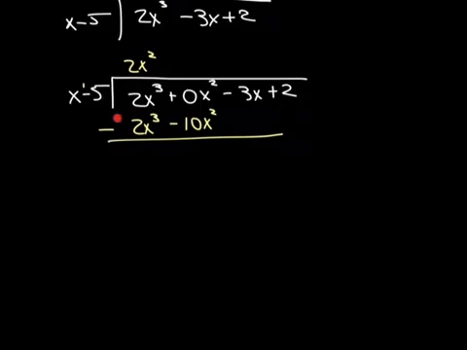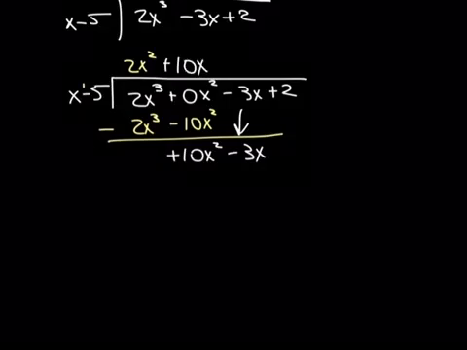0x squared minus negative 10 is 0 plus 10, and 0 plus 10 is a positive 10x squared. Bring down the negative 3x. Don't forget to bring those down. Okay, now I look at this. X goes into 10x squared.